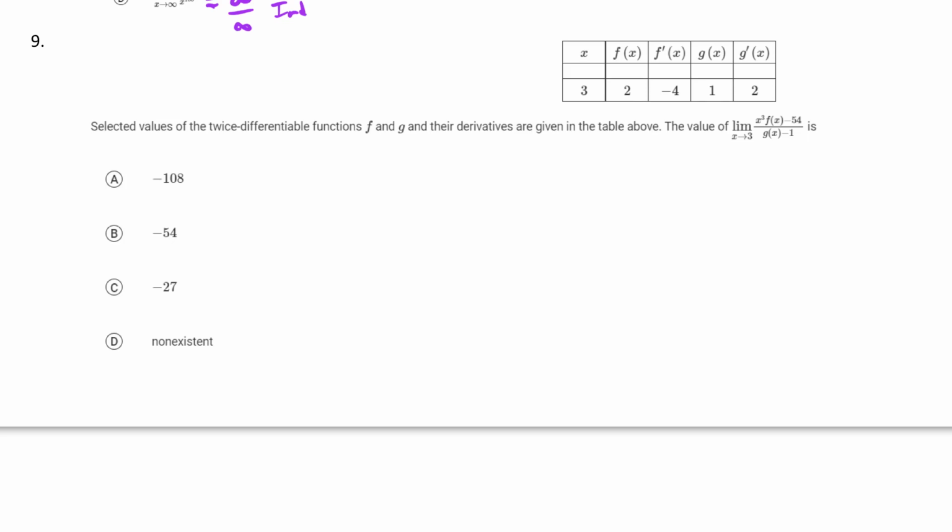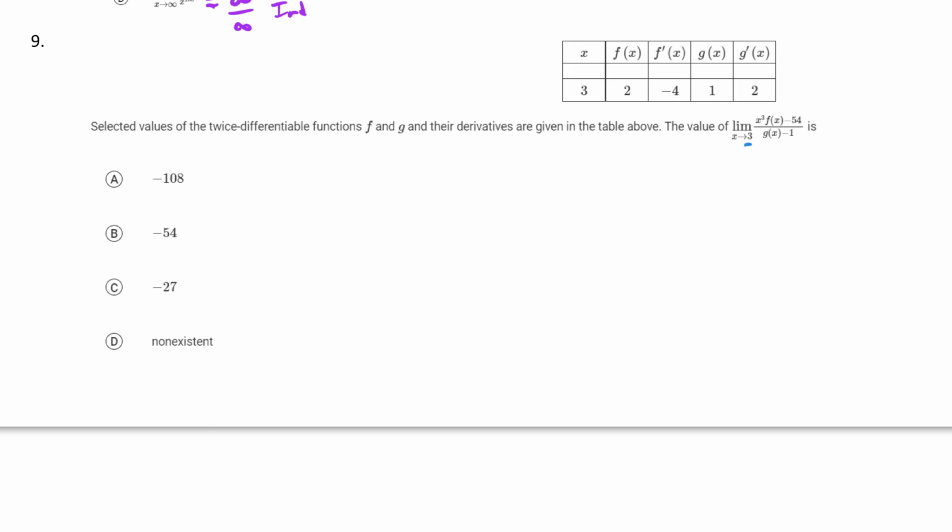Selected values of the twice differentiable functions f and g and their derivatives are given in the table. So it is twice differentiable, so we automatically know it's going to be continuous. Find the value of the limit as x approaches 3 of this expression right here. Okay, so let's go ahead and start with direct substitution. That's how we always do it. And if I end up with something that won't work, then I will take into account L'Hopital. So let's plug it in first at x equals 3.